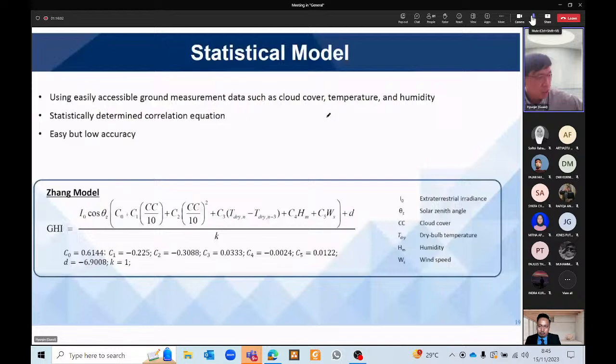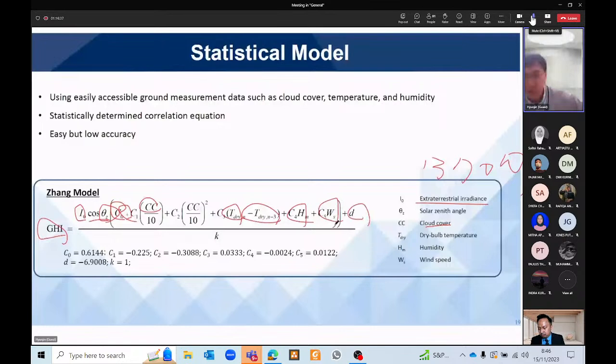This is just one example. GHI is a function of what? The solar constant. What's that? Extraterrestrial, 1367 watts per square meter. And then you can calculate the sun position, and an empirical constant, correlation coefficient. CC, cloud cover, temperature now, 3 hours before in the past, and then humidity, wind speed, and then a constant. This is a really, really simple correlation equation.